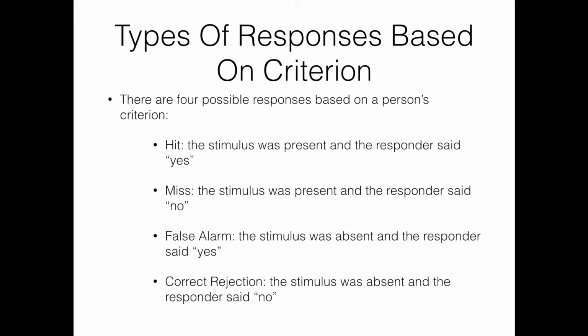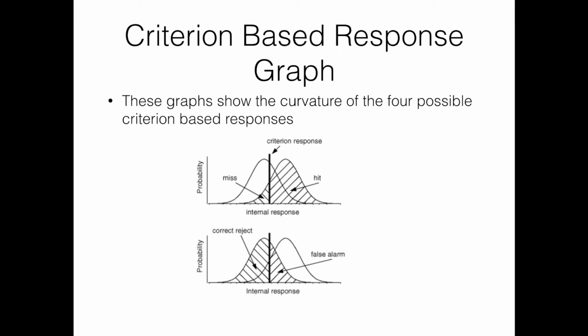To achieve a false alarm, the stimulus must be absent, and the responder must say, "Yes, the stimulus was present." Finally, to achieve a correct rejection, the stimulus must be absent, and the responder must say, "No, the stimulus was not present." These graphs before you show the curvature of the 4 possible responses just explained.